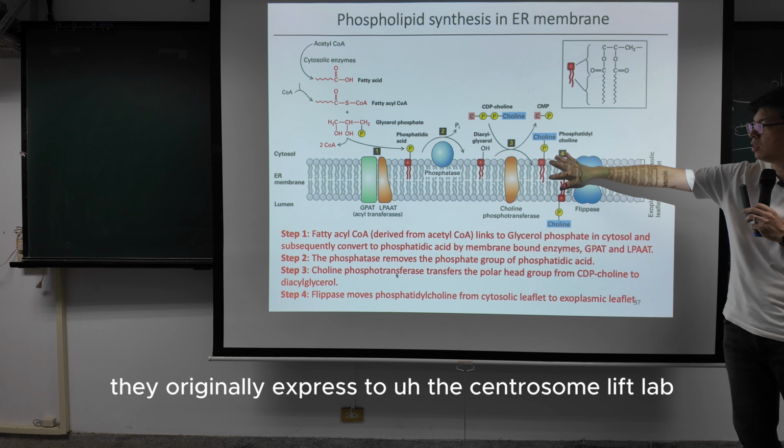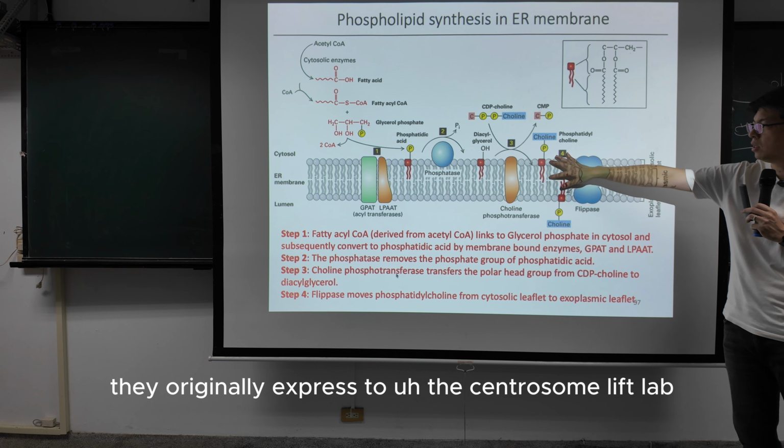They will use energy to flip that to the exoplasmic leaflet. Okay, so that is why the PC will accumulate in the exoplasmic leaflet. That is why I claim the flippase and the floppase will be the guide to determine the asymmetry. Okay.